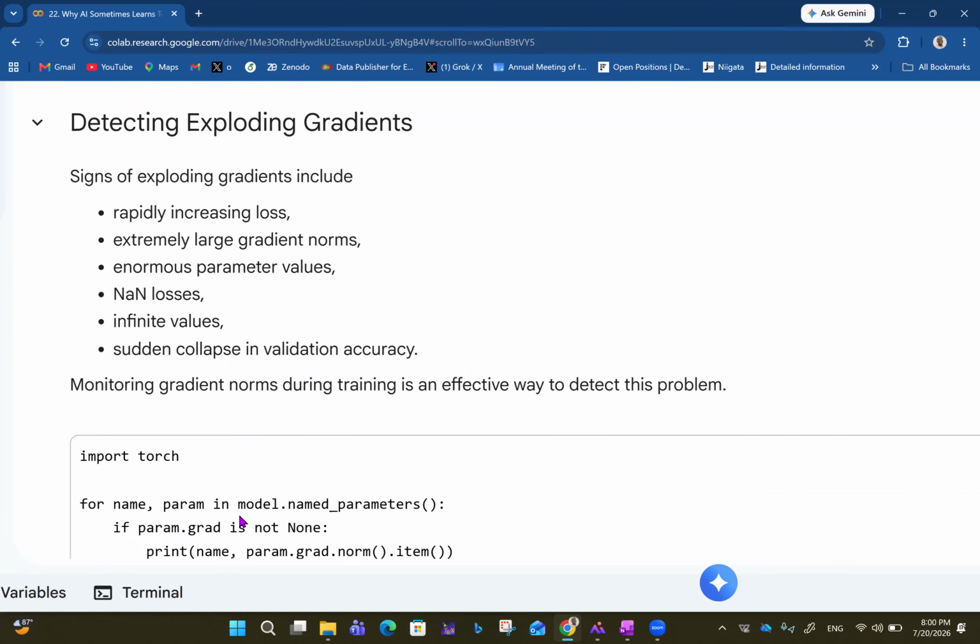Now, how do you detect exploding gradients? Signs of exploding gradients include rapidly increasing loss, extremely large gradient norms, enormous parameter values, NaN losses, infinite values, and sudden collapse in validation accuracy. Now, monitoring gradient norms during training is an effective way to detect this problem.